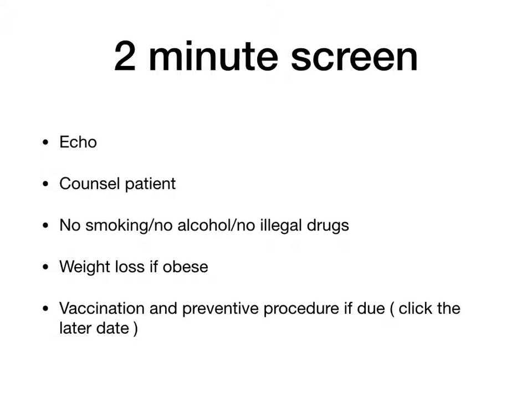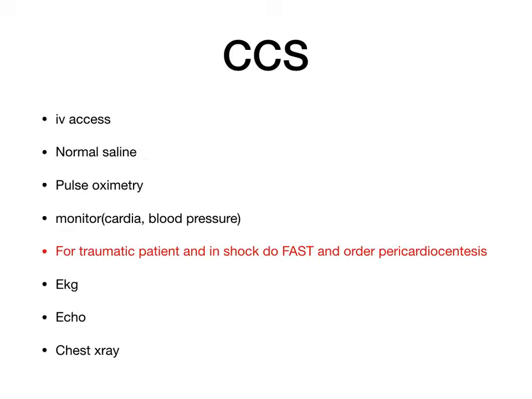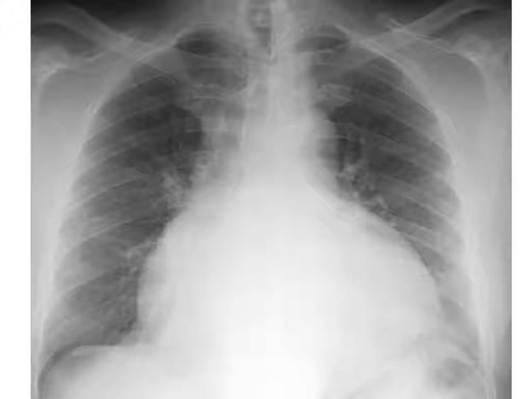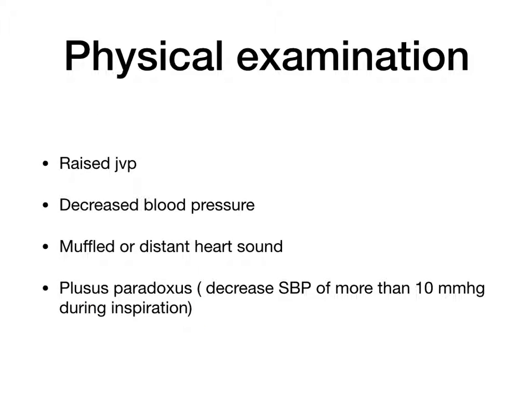Alright folks, that's going to be it for Step 2 CK, Step 3 and CCS. The most asked question about cardiac tamponade is from the physical examination. Remember Beck's triad, that's raised JVP, decreasing blood pressure, and muffled or distant heart sounds. Also remember the pulsus paradoxus.